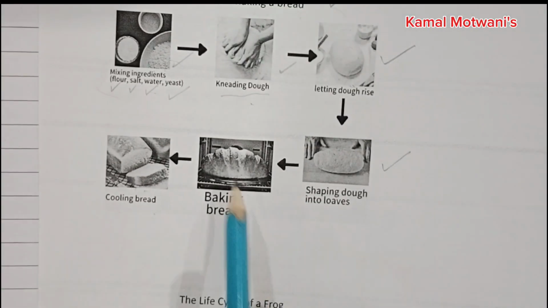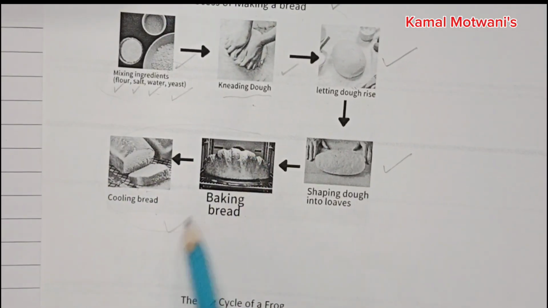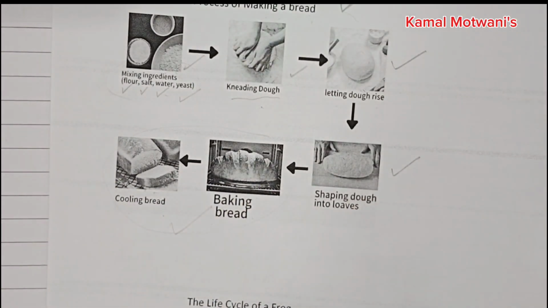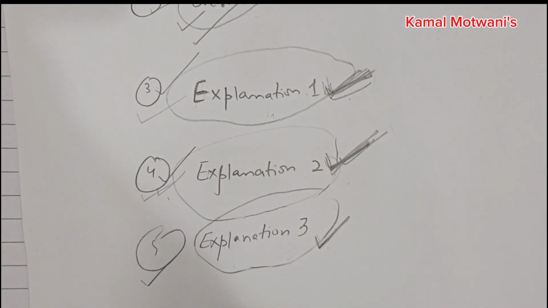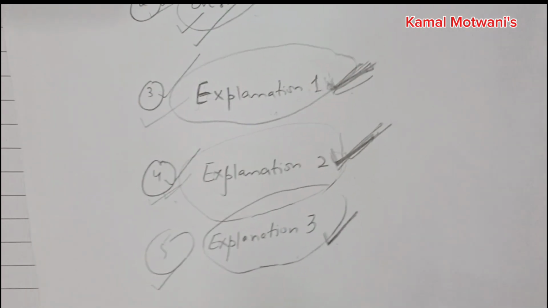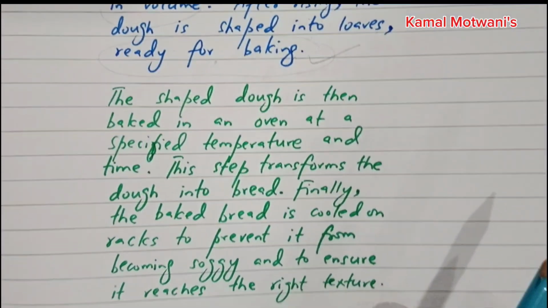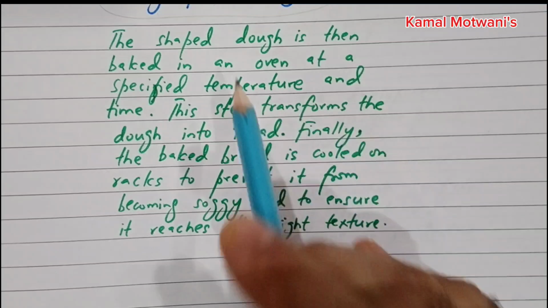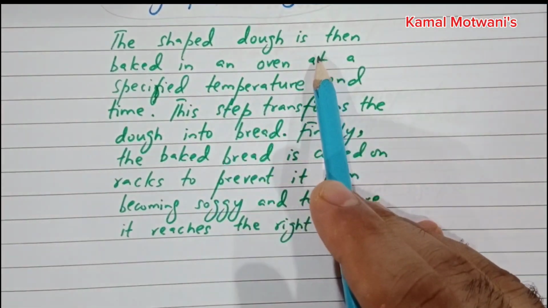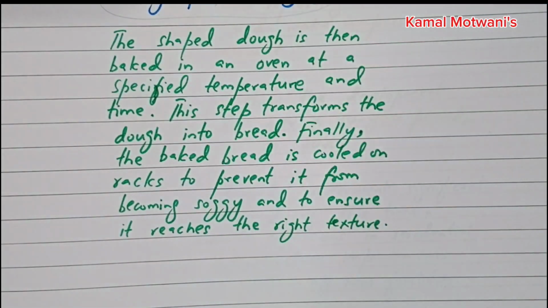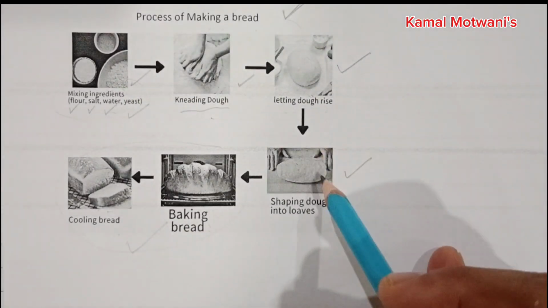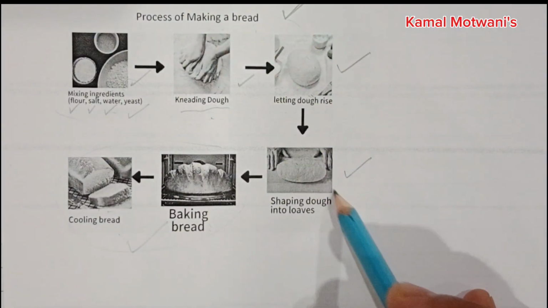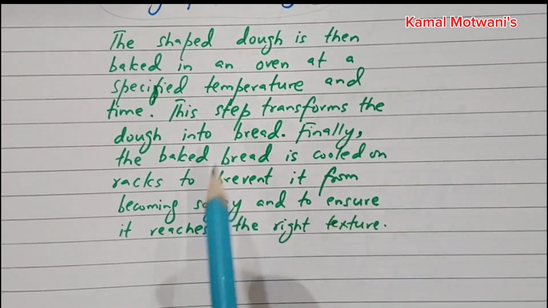Now, the fifth and the sixth process, I have narrated in the last paragraph, which is the explanation 3. This is the fifth paragraph, where I have narrated steps five and six. Let's read them. And this is the last paragraph. The shaped dough. Why shaped? Because up till the fourth process we shape the dough into loaves. That is why I have used the term here.